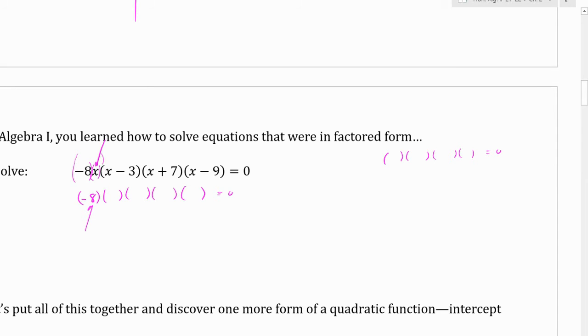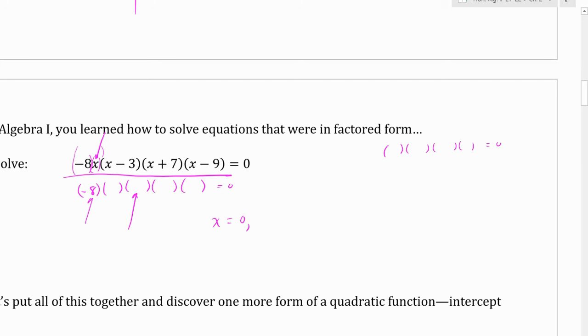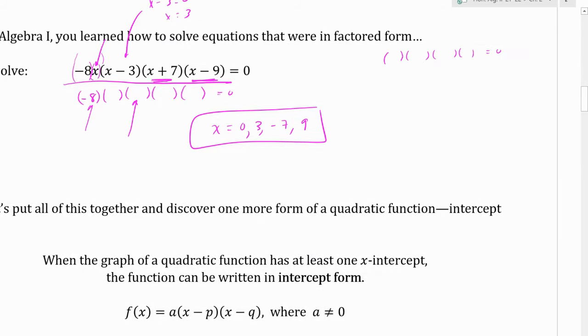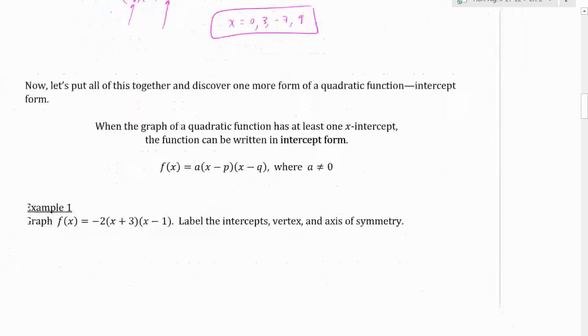But what makes that just plain old x 0? 0. If x were 0, this whole thing would multiply out to be 0. What makes this one, the x minus 3, 0? 3 does. What makes x plus 7, 0? -7 does. What makes x minus 9, 0? 9 does. So y'all learned how to solve equations that were factored. We're going to use that same idea today.